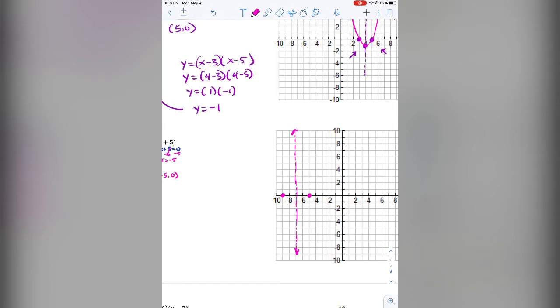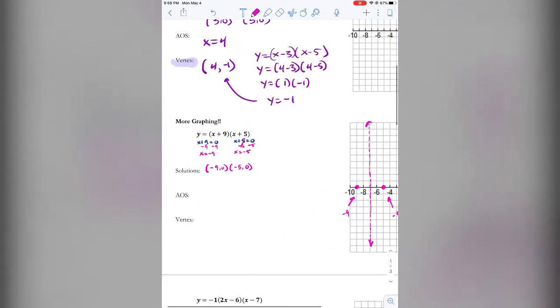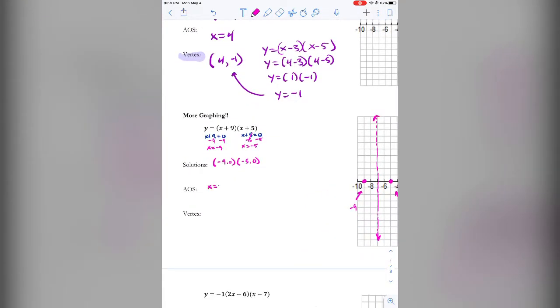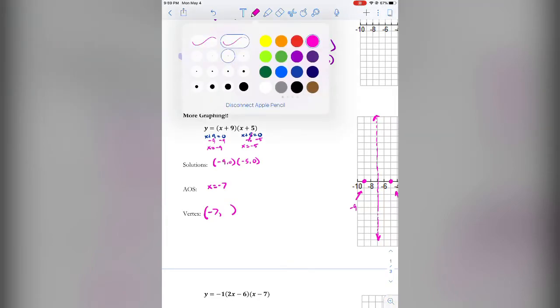So again, you could just take the average of negative 9 and negative 5, add the two up. Negative 9 plus negative 5 divided by 2. Negative 14 divided by 2, which equals negative 7. So your axis of symmetry is at x equals negative 7. Again, your vertex falls on your axis of symmetry. So right away, we know that our x is negative 7, but we do have to find our y. Well, we just plug it back in here.